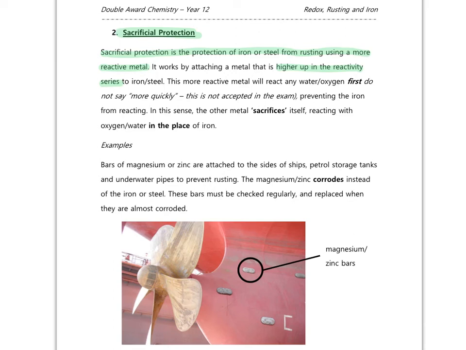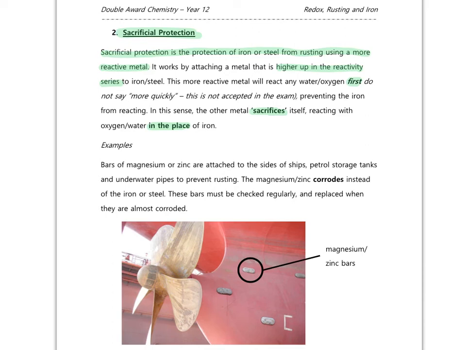So essentially what you're doing is attaching a more reactive metal, and that will react with any oxygen or water present first. Do not say it reacts with the water or oxygen more quickly. That's not accepted in the exam. It reacts with the water or oxygen first, which prevents the iron from reacting. So in this sense, the other metal essentially sacrifices itself, reacting with the oxygen or water in the place of iron.